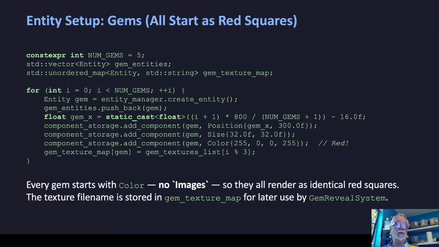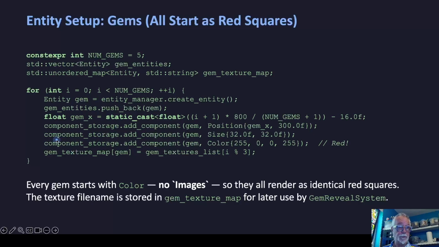Now we need to set up our gems. They are all going to start as red squares. So what we're going to do is store the gem entities in an array, and then we're also going to have a map of what gem name should be associated with each gem. We're going to pass this into our reveal system.